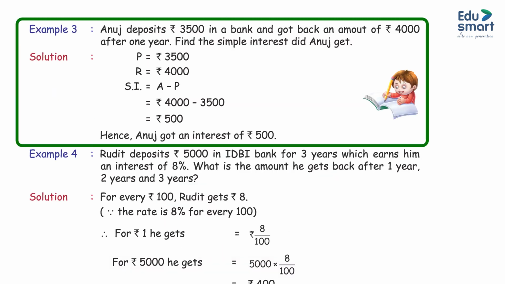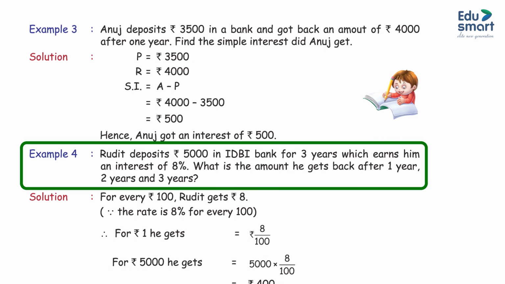Example 3. Anuj deposited rupees 3,500 in a bank and got back an amount of rupees 4,000 after 1 year. Find the simple interest that Anuj got. Solution: P equals rupees 3,500, A equals rupees 4,000. SI equals A minus P equals rupees 4,000 minus 3,500 equals rupees 500. Hence, Anuj got an interest of rupees 500.